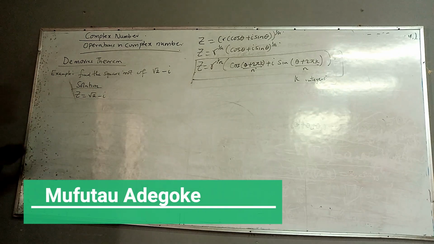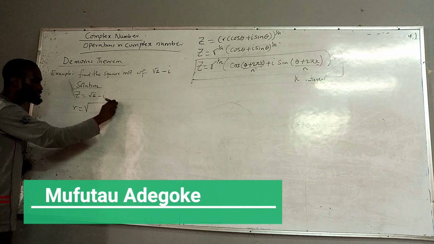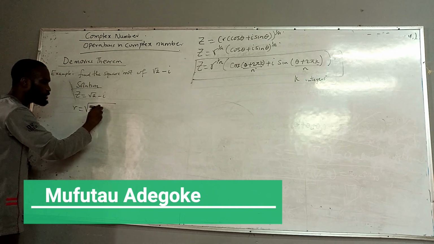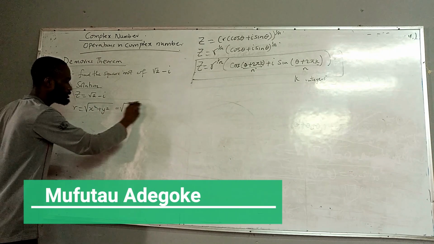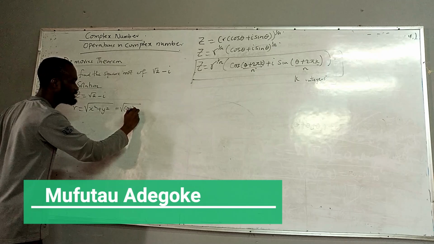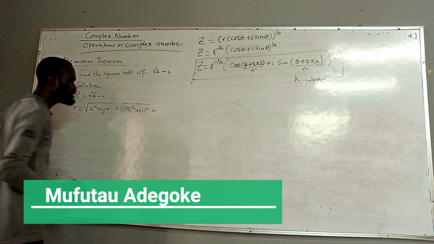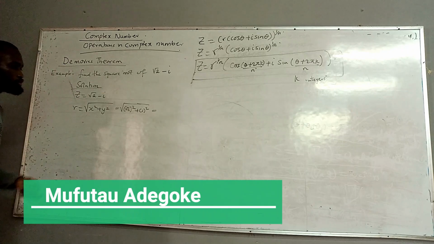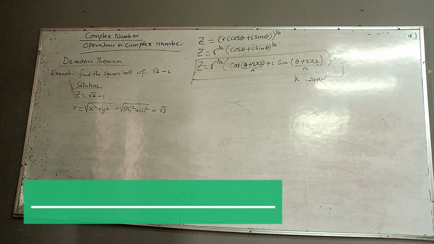Now from here, I need my r. And what is r? r is the square root of x squared plus y squared, which equals the square root of root 2 squared plus 1 squared. And what is that? The square root of 2 plus 1, which is root 3. This will give me root 3.